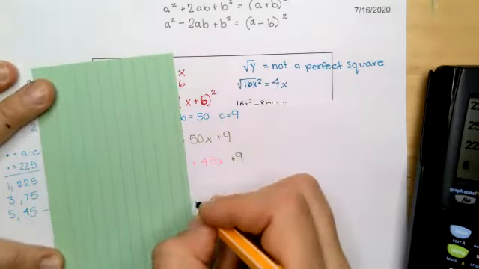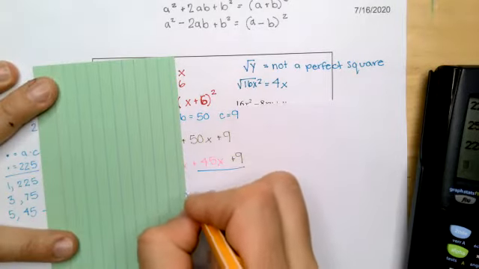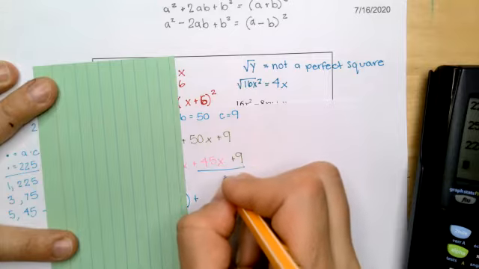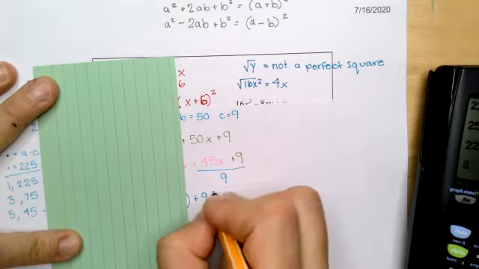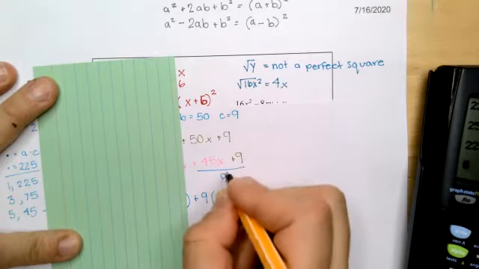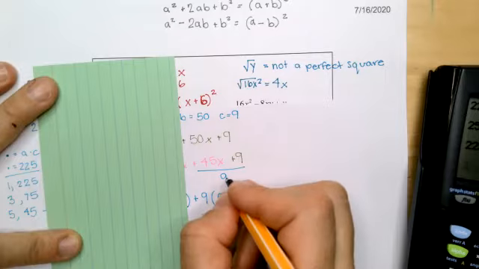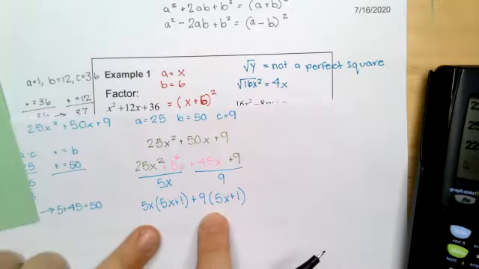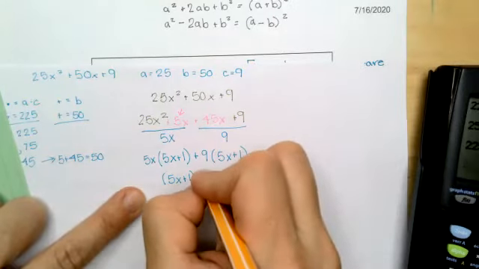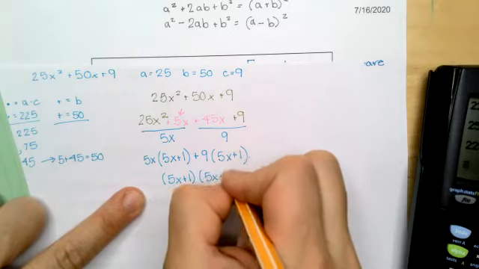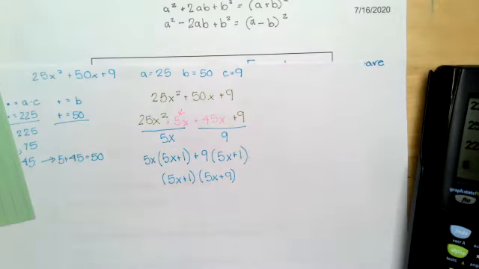Here we have a plus 45x plus 9. That's a plus, so this is going to be a positive number. 45 and 9, you can divide them both by 9. 45 divided by 9 is 5. X divided by nothing is still the x. 9 divided by 9 is 1. So that's 5x plus 1 times 5x plus 9 as our final answer, because it was not a perfect square trinomial. Good.